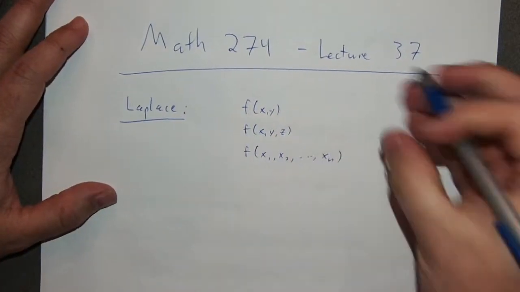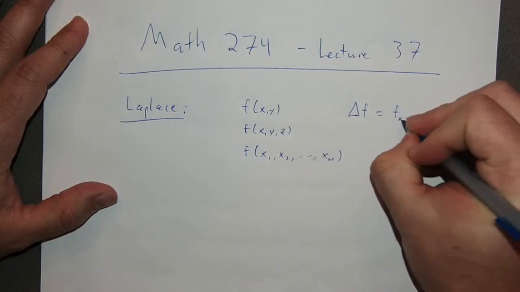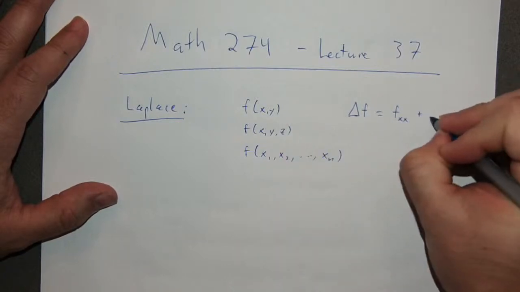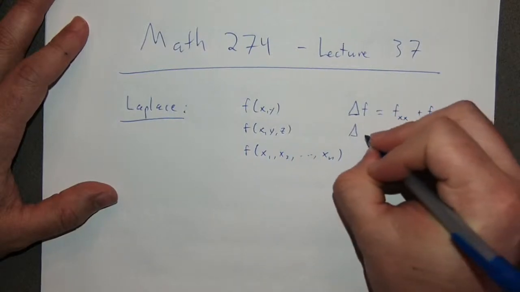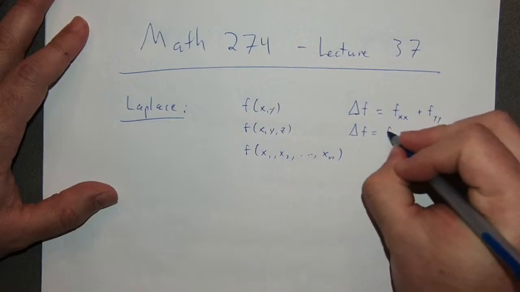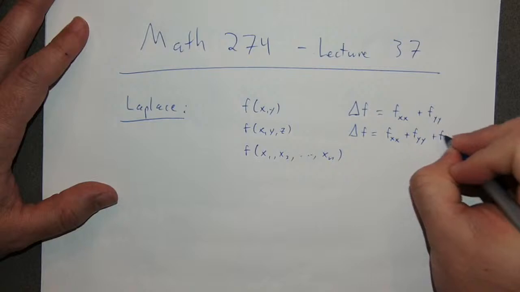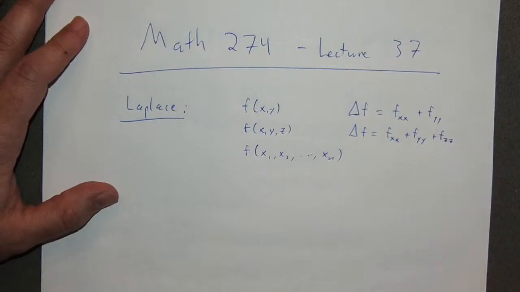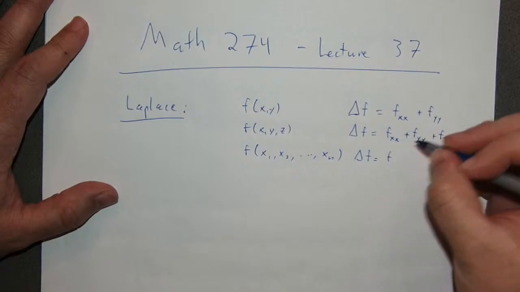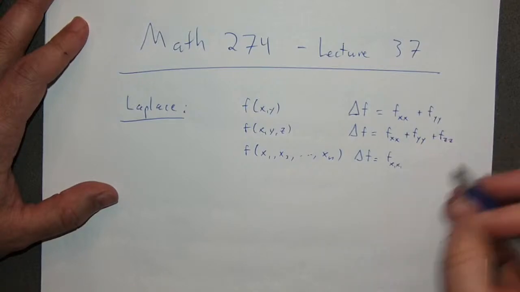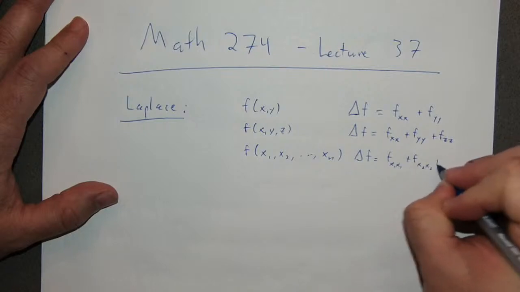In the case of a function of two variables, the Laplacian of f is its double x partial plus its double y partial. In the case of a function of three variables, the Laplacian of that function is its pure x, y, and z second order partials. Similarly for a function of n variables, you can define the Laplacian of a function to be f sub x sub 1 x sub 1, x sub 2 x sub 2, and so on.